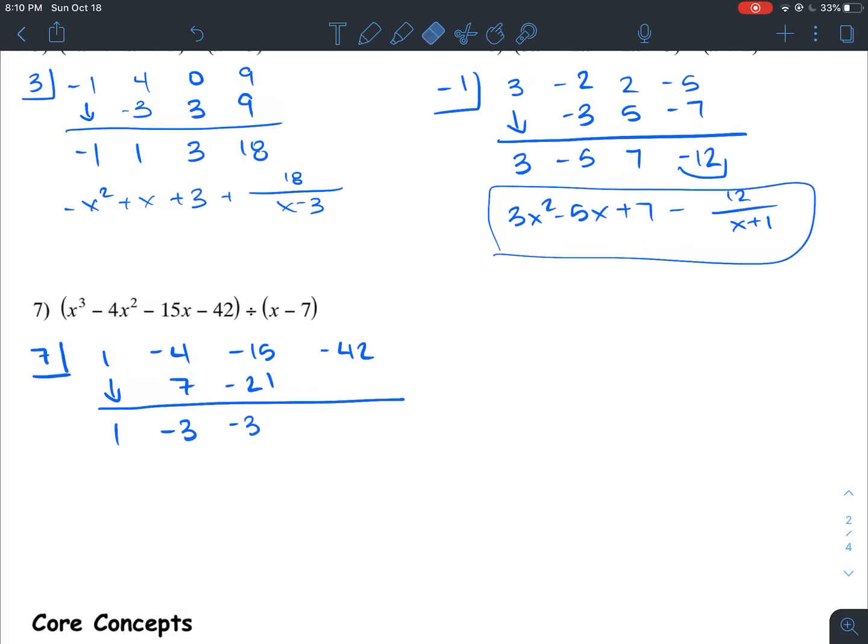Sorry, I have one of my numbers wrong. I was wondering what was up with that. So this is actually going to be positive 3. That's not negative 3. Sorry about that. So then that's going to be 21.